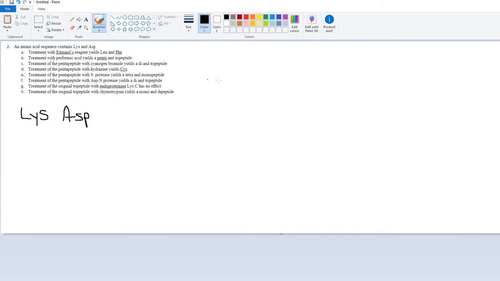Edman's reagent is an N-terminal identifier, so we have two N-terminals, which means we have two peptides that make up this protein. So I'm going to start by drawing our two N-terminals, and I'm going to write leucine and phenylalanine up here so we can keep track that it's going to go in one of these boxes. We don't know which yet.